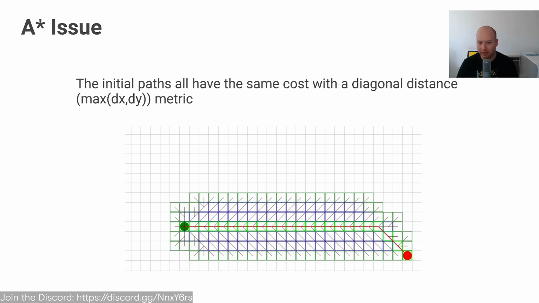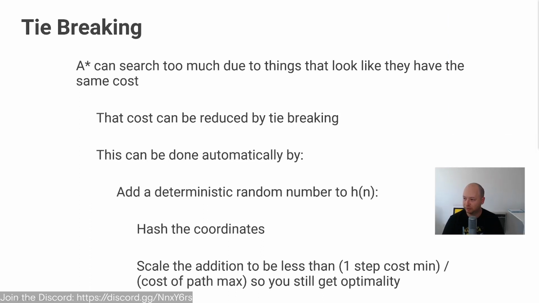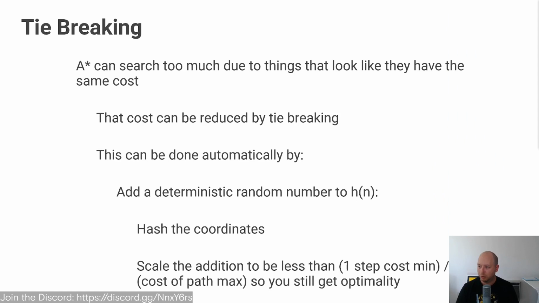So the initial paths all have the same cost with a diagonal distance metric. So this is true. But sometimes in A star you have a situation where multiple paths have the same cost. So you have to think about what to do when multiple paths have equal viability.